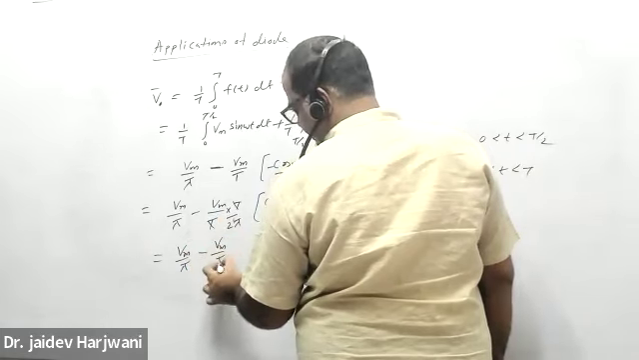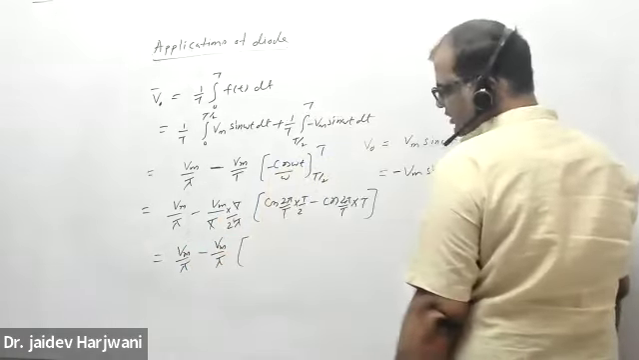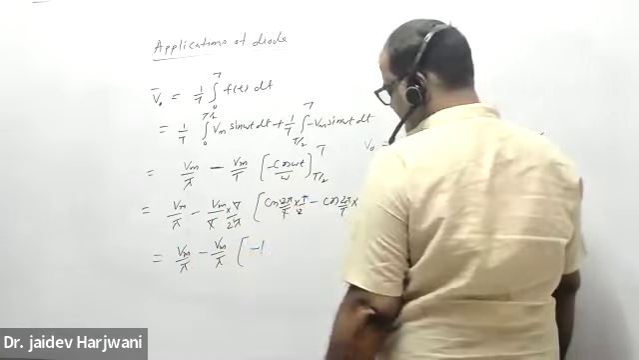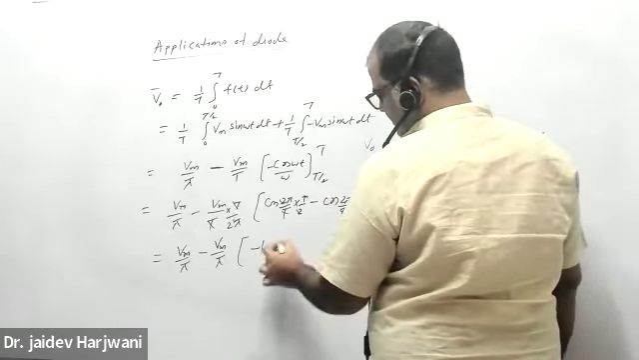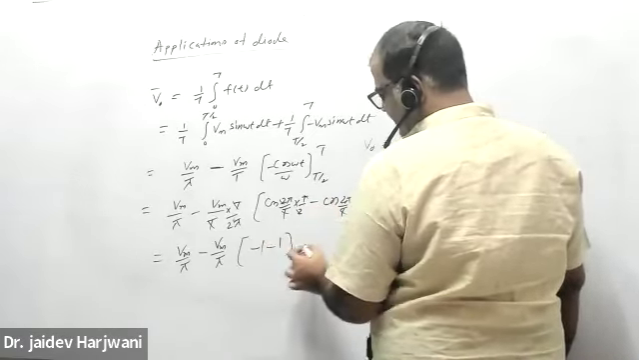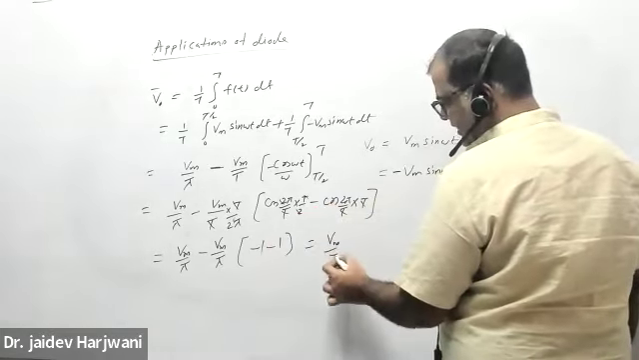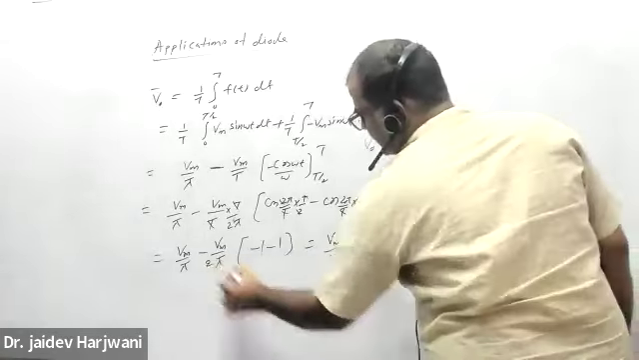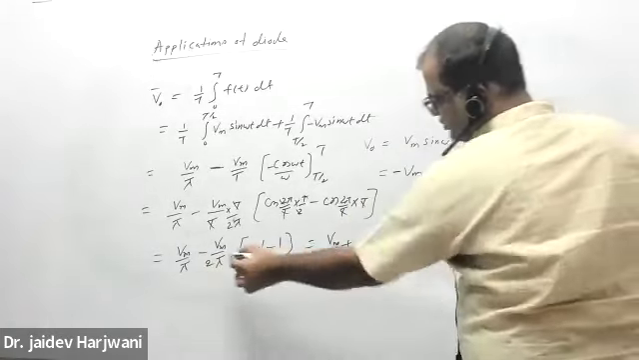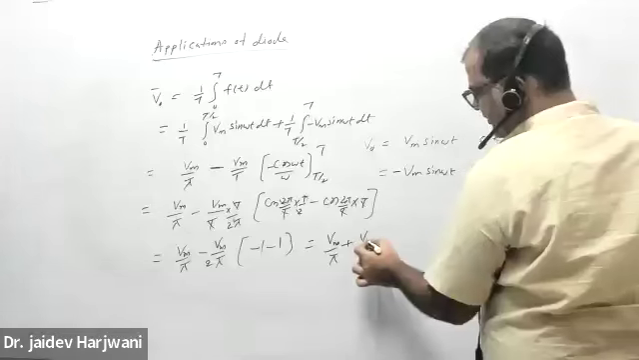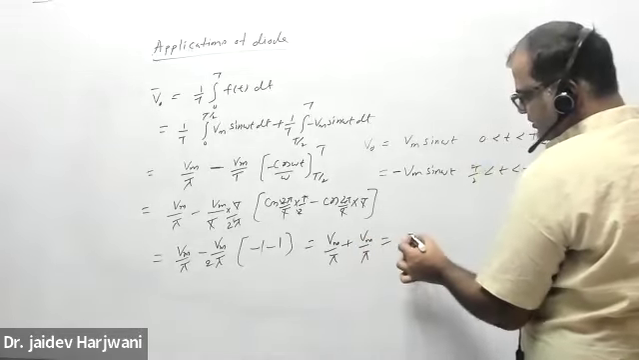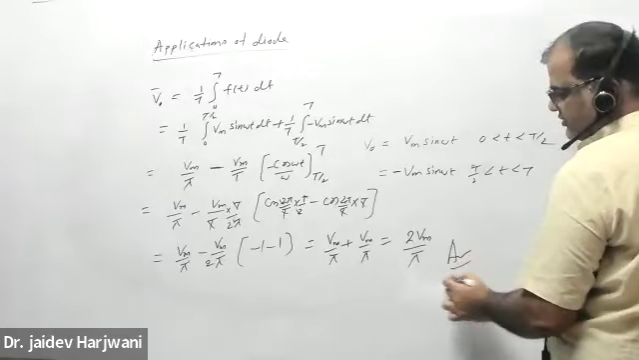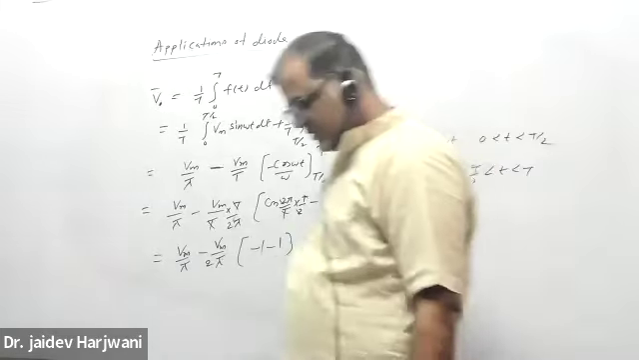Vm upon pi. Now how much is this? Tell me. Cos pi is minus 1 and cos 2 pi is plus 1, so this is plus 1, this is minus 1. So Vm upon pi, this will be 2, sorry, a 2 is there, so this is also 2 to cancel, minus plus. So this is also Vm by pi, so this will become 2 Vm by pi. That's the average value for the full wave rectifier.